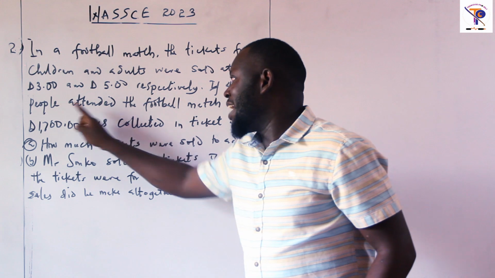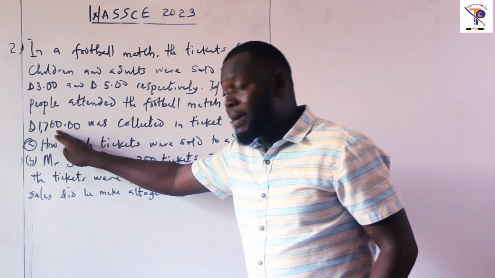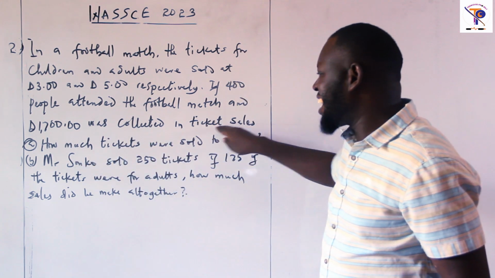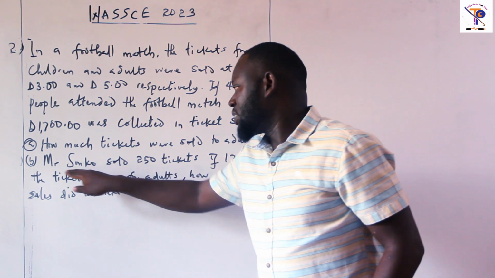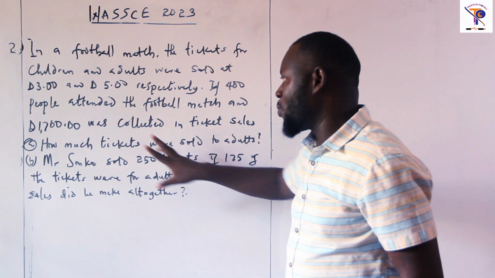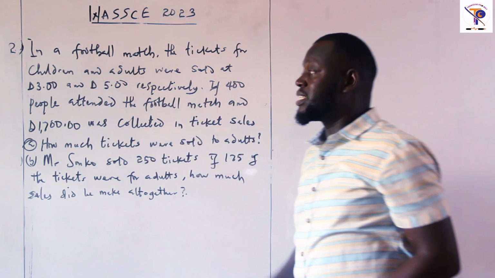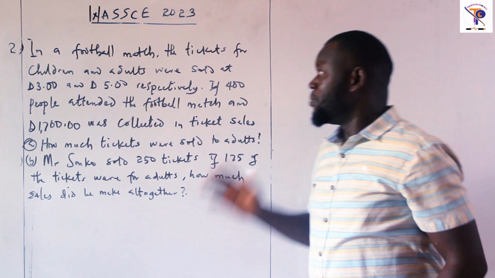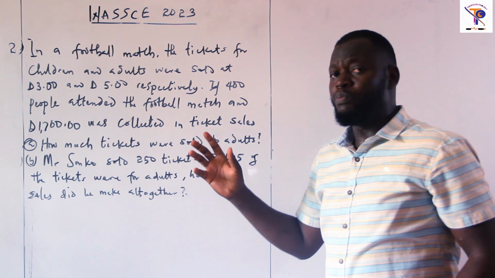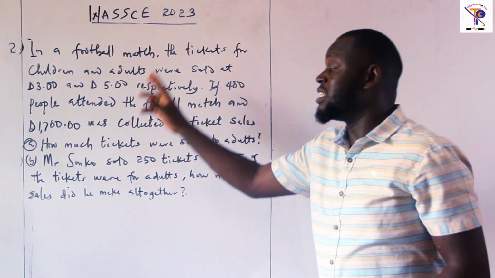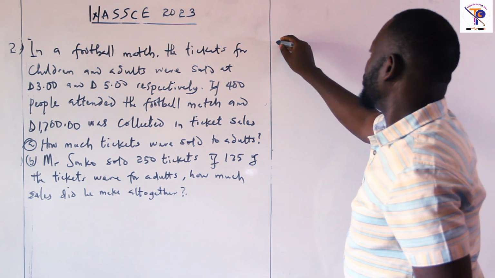If 400 people attended the football match and 1,700 of this amount was collected in ticket sales, how many tickets were sold to adults? Mr. Sonko sold 250 tickets. So we have all these questions, and with this instruction, let's see how we can attend to this question. To me, I see a simultaneous equation because over time, word problems in simultaneous equations come in this way. So let's see how we can attend to this question. Solution now.